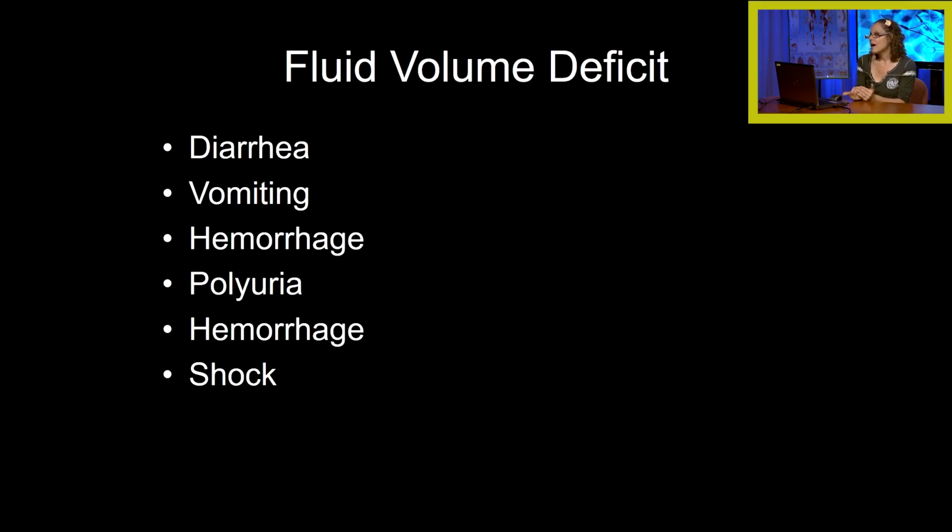When would we have a fluid volume deficit that required IV fluid resuscitation? Maybe in the case of diarrhea, excessive vomiting, or where a patient is hemorrhaging, they're brought into the ER, and we have lots and lots of fluid going into them via IV. We said polyuria. If a patient is urinating a lot, this can happen in the case of a diabetic. Oh, I've got hemorrhage up there twice, and it can lead to shock, right?